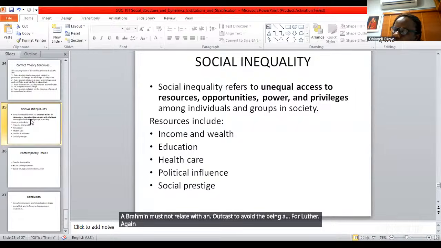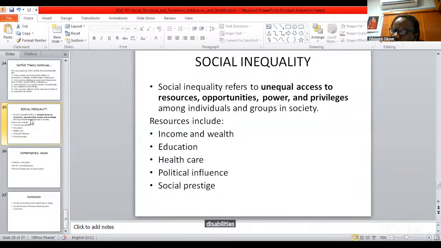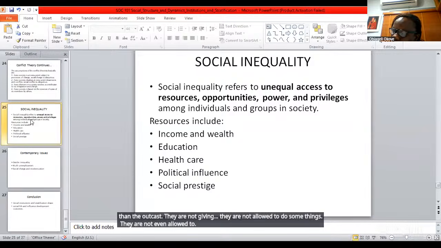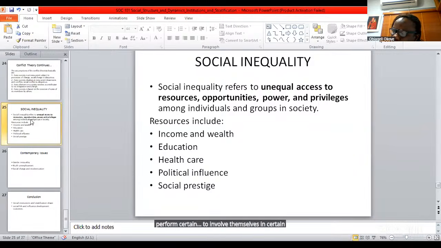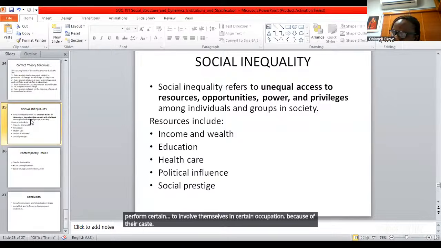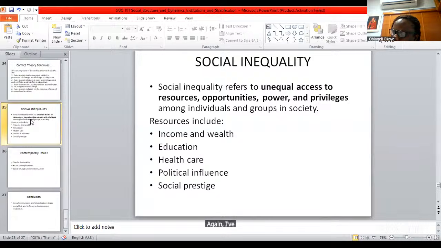A Brahmin must not relate with an outcast to avoid being polluted. Again, there are civil and religious disabilities and privileges. The Brahmins are more privileged than the outcasts. The outcasts are not given privileges. They are not allowed to do some things. They are not even allowed to involve themselves in certain occupations because of their caste. Again, I've talked about restrictions on marriage, and as a result, the caste system is endogamous. So they marry within their group. They do not marry outside their group.